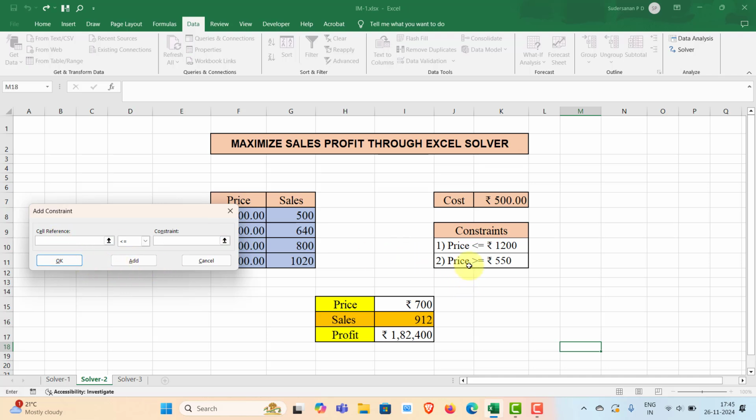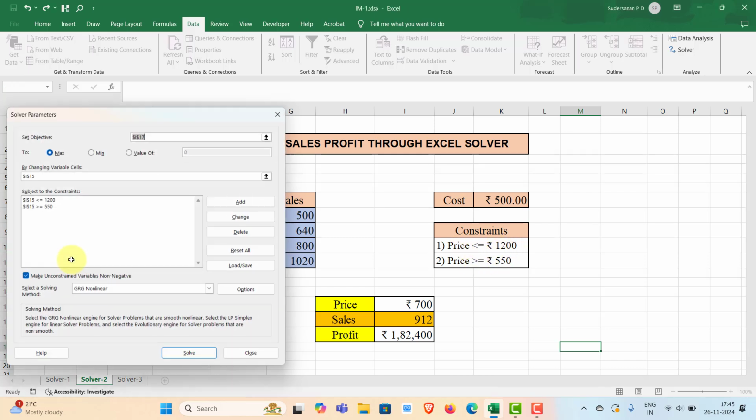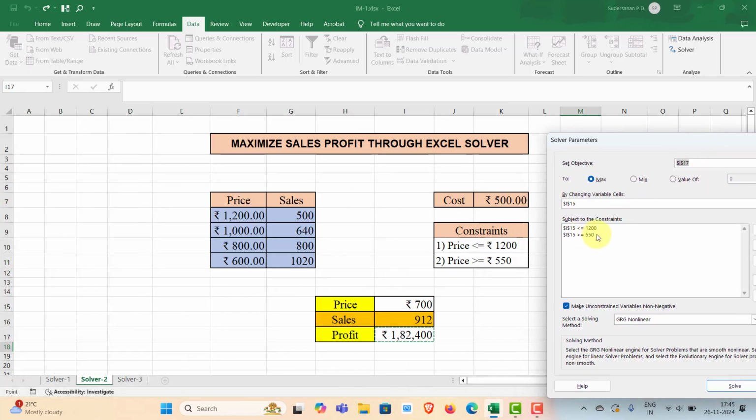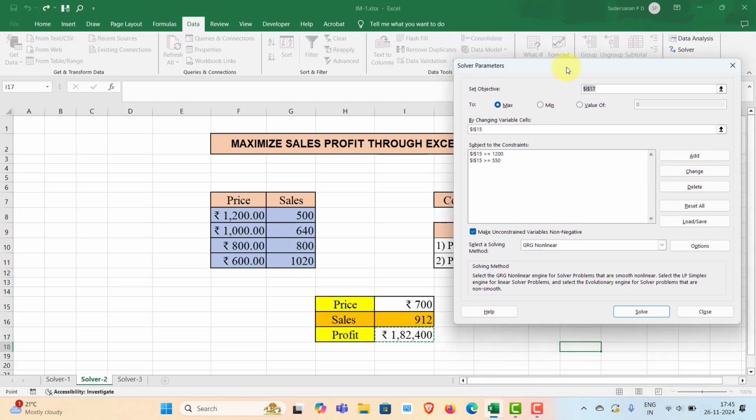One more condition is price should be greater than or equal to 550. So price is here, greater than or equal to, you can select. So the value is 550. So there are two conditions. Once you finish with all the constraints, you can click OK. Now you can see that these two constraints are already added. These two constraints are I15 cell less than or equal to 1200, that is, price should be less than or equal to 1200, and again the same cell greater than or equal to 550. These are the two constraints which you are giving.